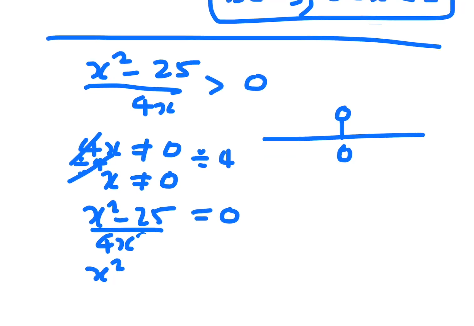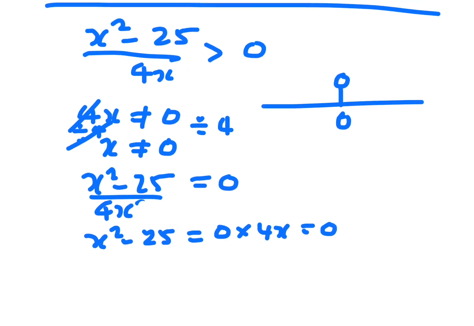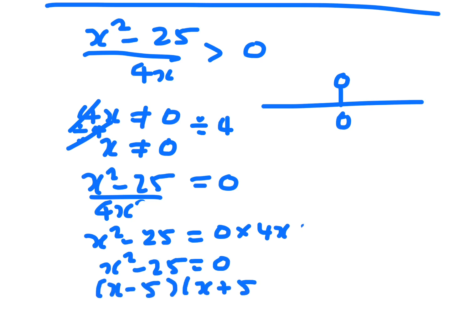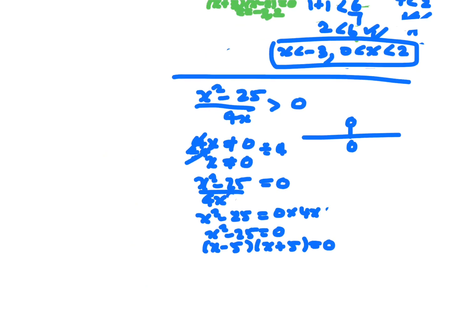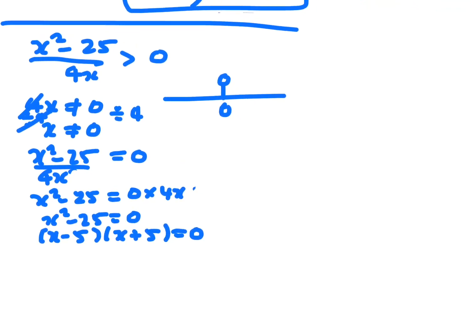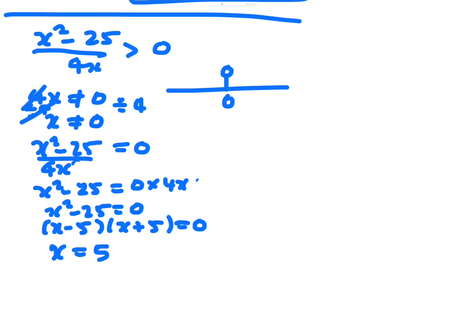So when you times by 4x, x squared minus 25 equals 0 times 4x, which is 0. So you end up with x squared minus 25 equals 0. When you factorise that, you get (x minus 5)(x plus 5) is 0. And then you end up with x equals 5 and x equals minus 5. So we have minus 5 and 5. They are both open circles because this is open here.